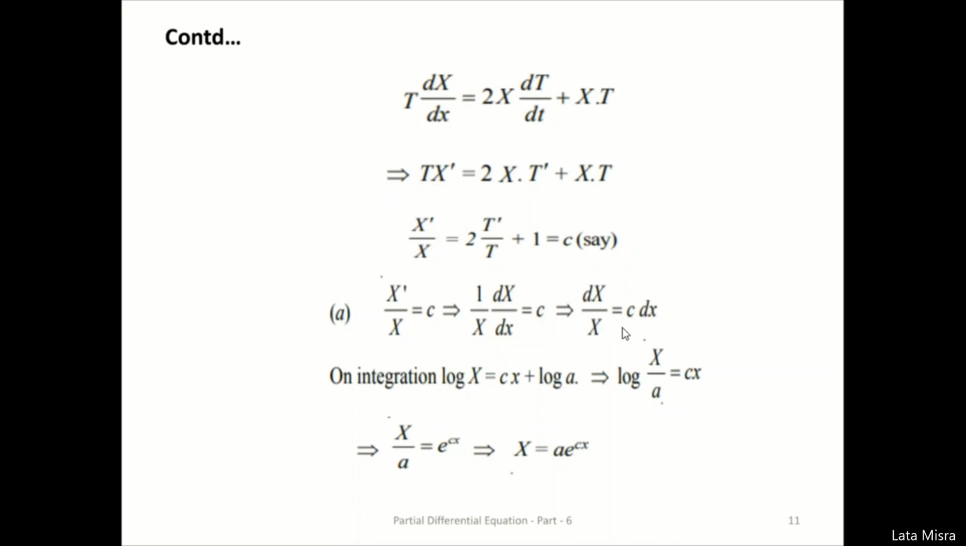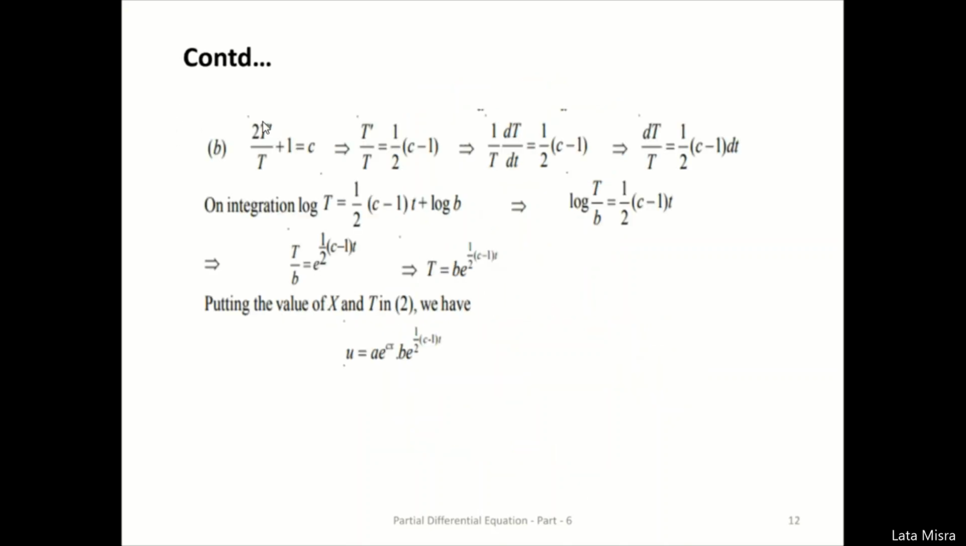Now when we integrate this term, we get log X equals cx plus log a, and log a is an integrating constant. By simplification, we get log X/a equals cx, and when we remove the log, we get X/a equals e raised to cx. So we have X equals a e raised to cx.